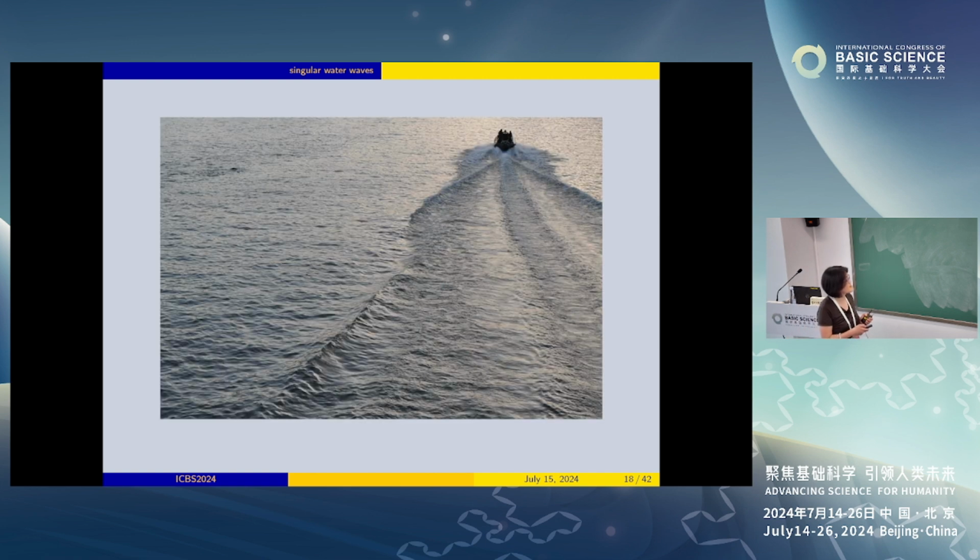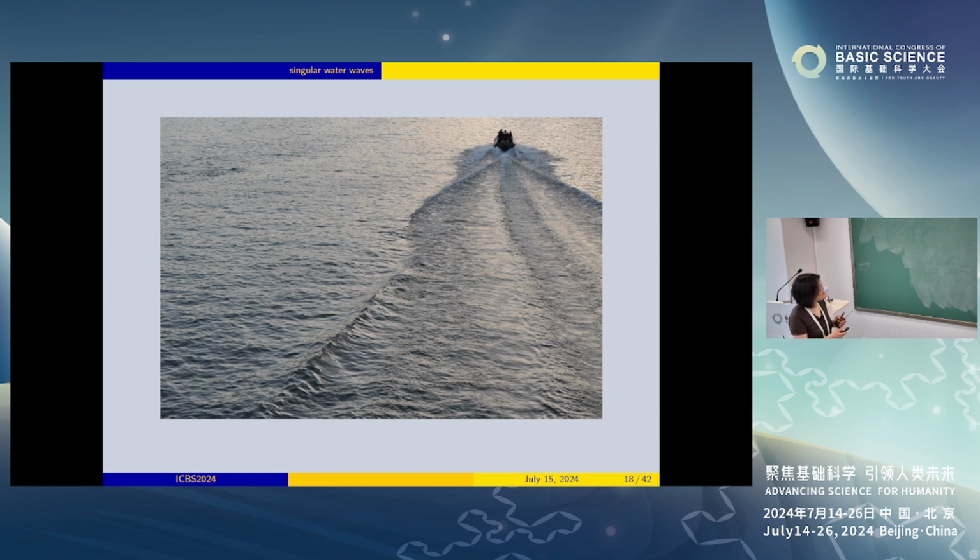And of course, less than 90 degrees. And this is a photo I took in Paris, just over one of the bridges. You can see the wave behind the boat. It's also like that.